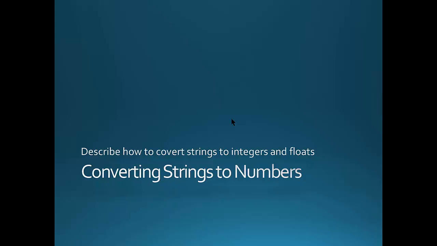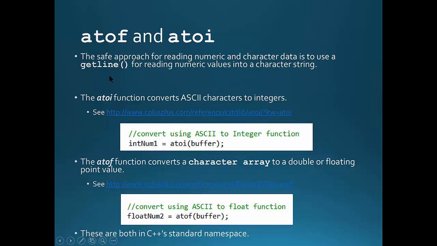But often what we really want to do is convert strings to numbers. And there's a couple ways we can do this. One is we can use the atof and atoi functions. What atoi does is it takes a string and converts it into a number, but, well, it doesn't take a string, it takes a character array. So if you pass a string buffer to the atoi function, it'll look at those characters, and if those characters can be made into a number, it'll convert them into a number.